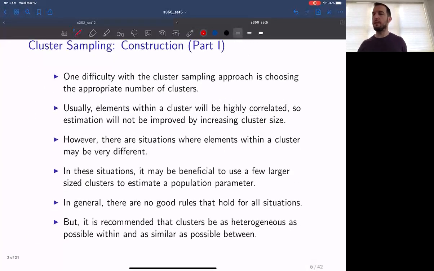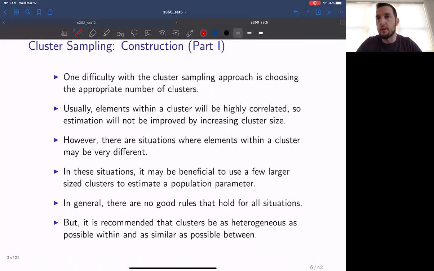All right, so one of the natural questions that comes out of cluster sampling, or when you want to conduct a cluster sampling type analysis, is how many clusters do we actually need to use? So there is no good answer to this question. It really is a situational answer, so it depends on what it is that you're trying to do.